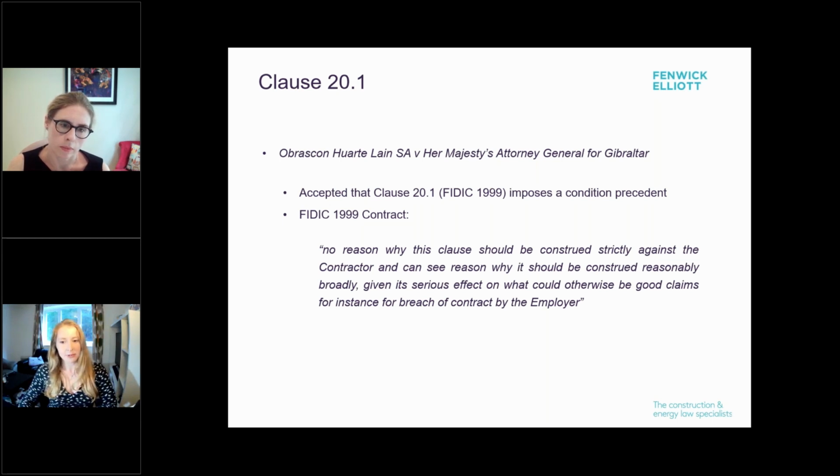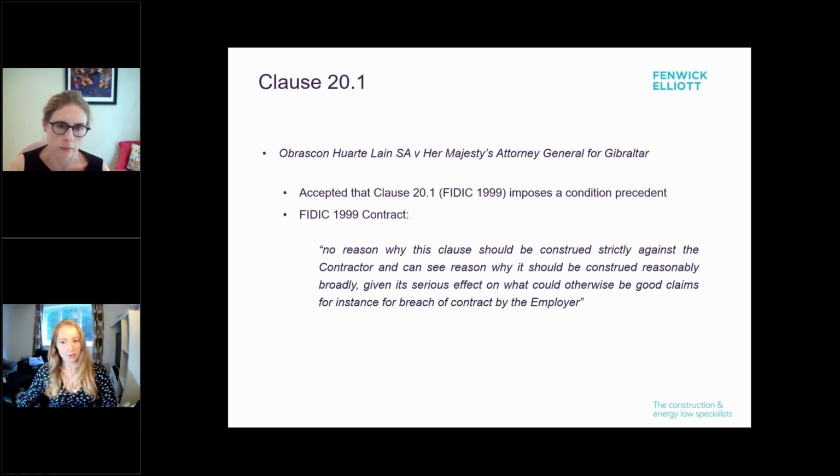So under subclause 20.1, a contractor is required to give notice of a claim for extension of time within 28 days of becoming aware of the event or circumstance giving rise to this claim. Failure to give this notice will result in the time not being extended and the contractor losing the right to payment. So did Mr. Justice Aiken consider this to be a condition precedent?